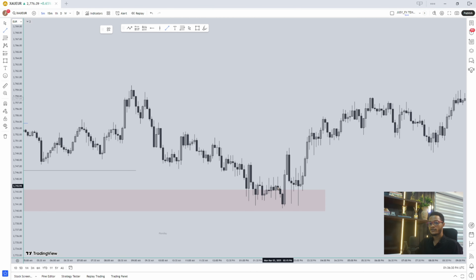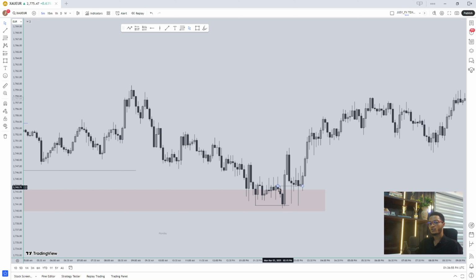The change in state of delivery happened just right here after price traded above this consecutive down close candle. Now, why is this a change in state of delivery? That's simply because all this sell close candle, or all this bearish candle, traded below the previous low here, taking out liquidity.